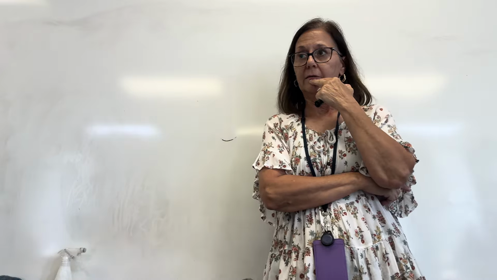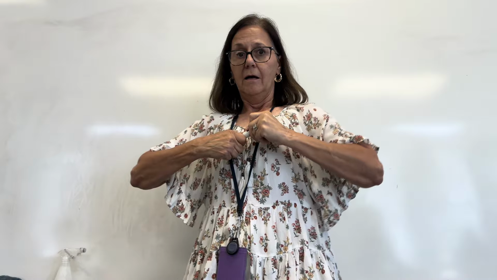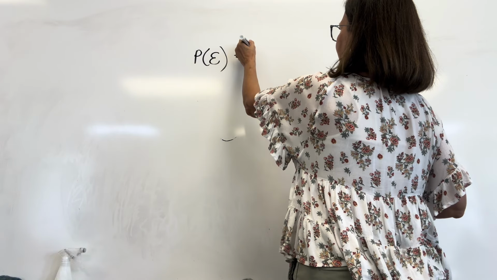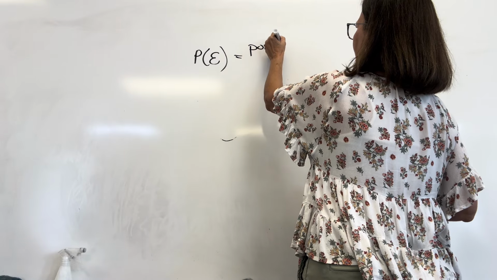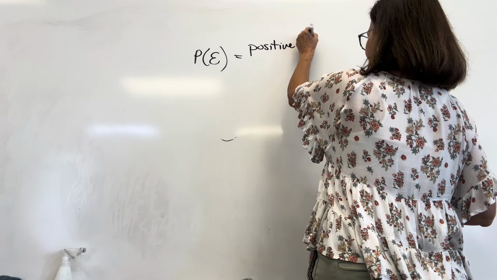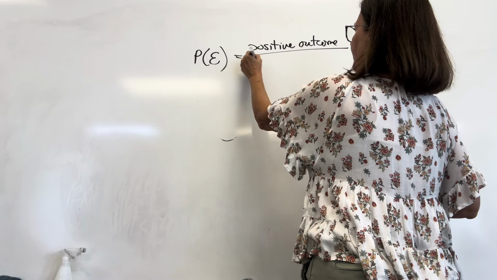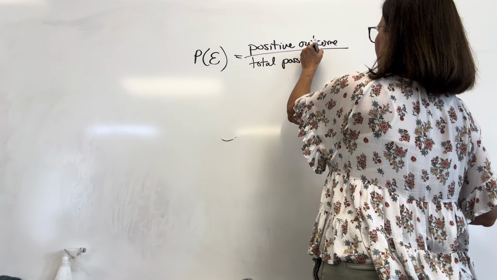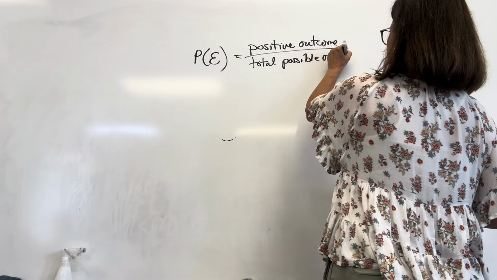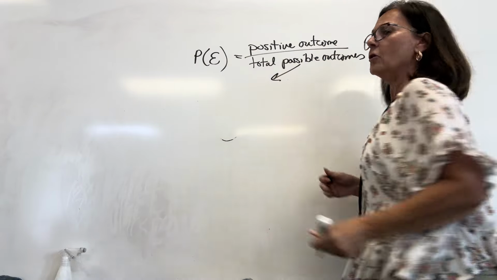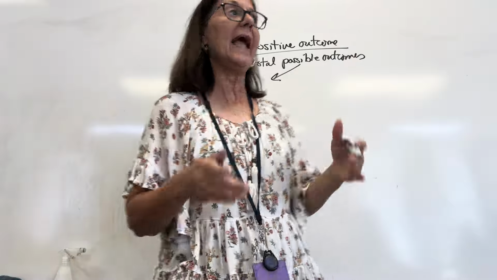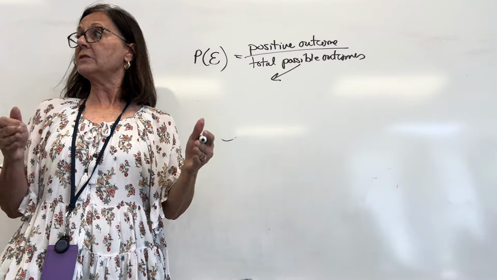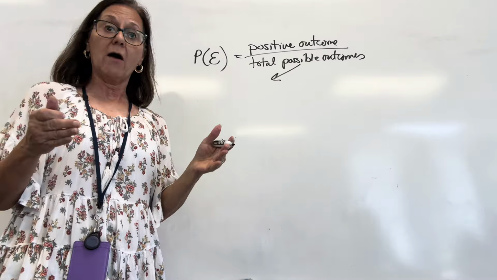The chance that a specific event will occur. Correct. The probability of one event happening is the positive outcomes over the total possible outcomes. We talked about how we fundamentally count the total possible outcomes, and there were two ways that we counted them.